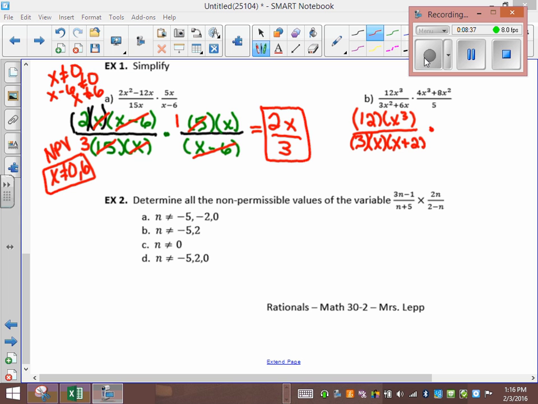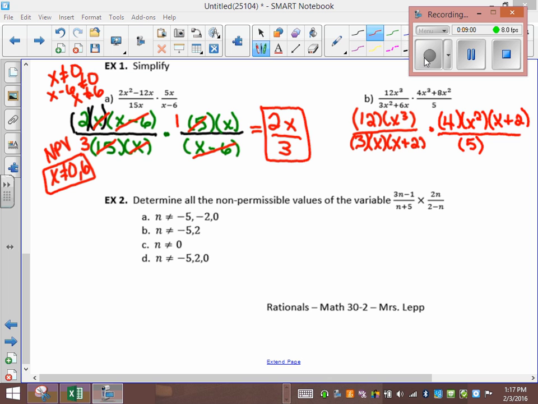Brittany, top right. So the top numerator, what can I take out? One on the right-hand side. What can I take out? Bigger. Yeah. 4 and x squared. And you're left with x plus 2 over 5.